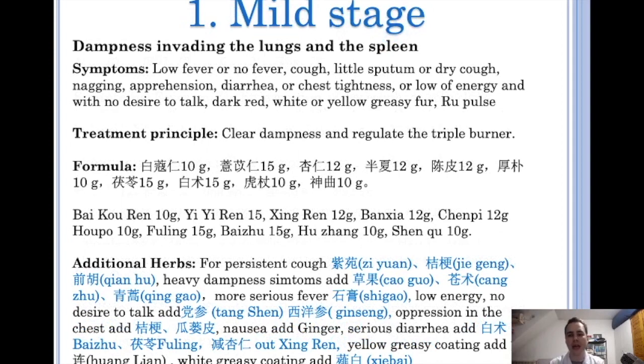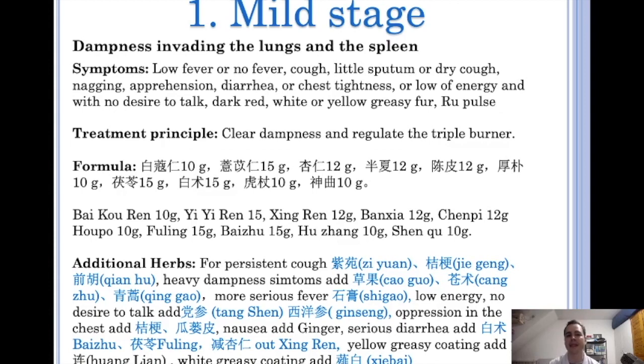This one is between the mild stage. This one is more heavy than the other one. The other one is more in the exterior. In this one, the pathogen is coming from the exterior and is invading the interior. As I told you before, it's invading the lungs and the spleen, and this is the most important thing. In this case, it's the same: we're going to have symptoms of the lungs and also symptoms related to the spleen.